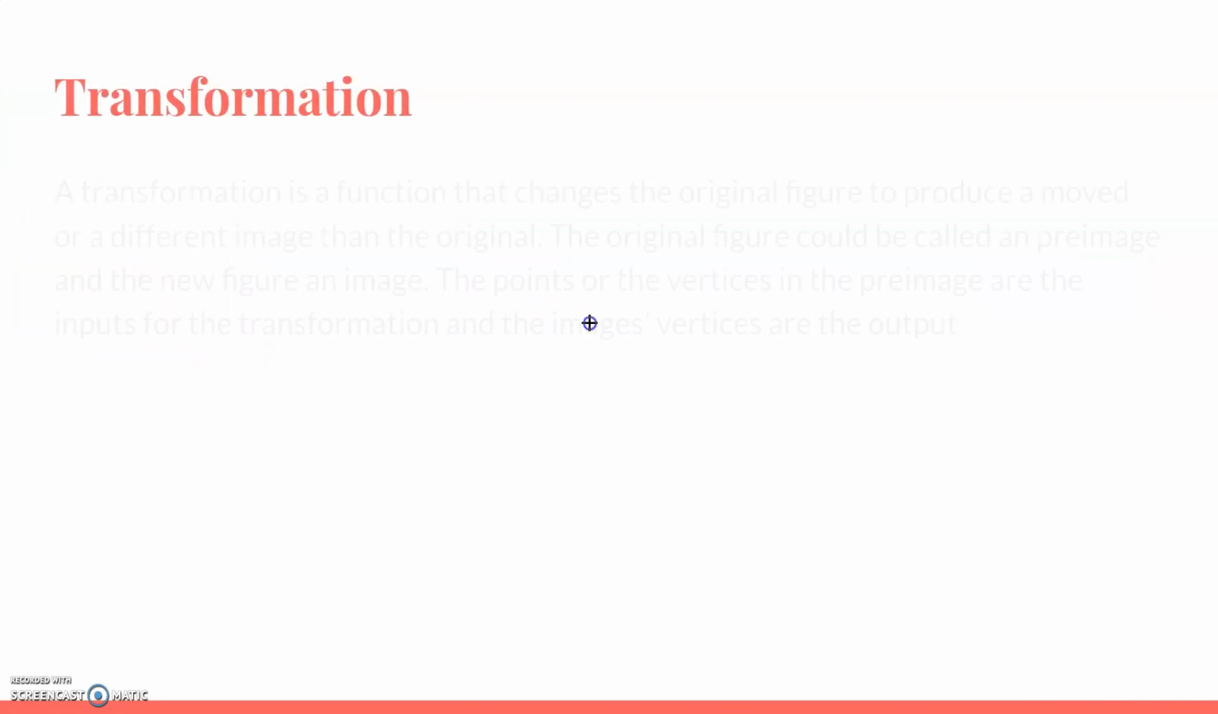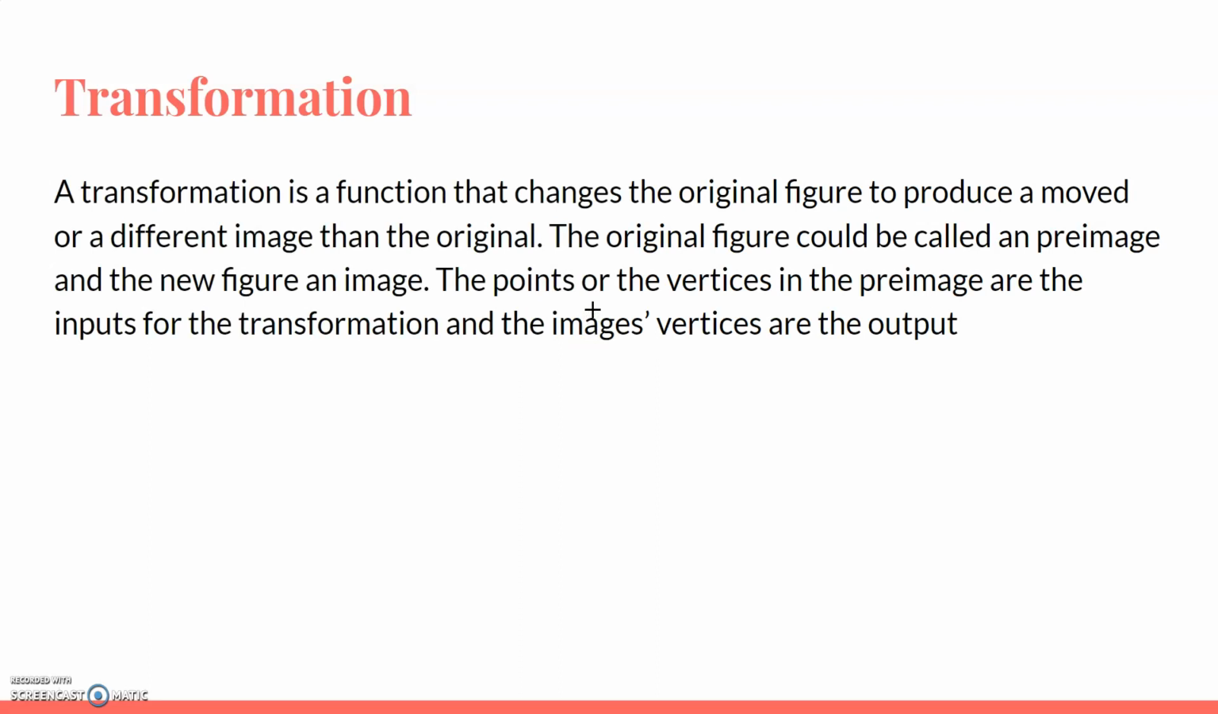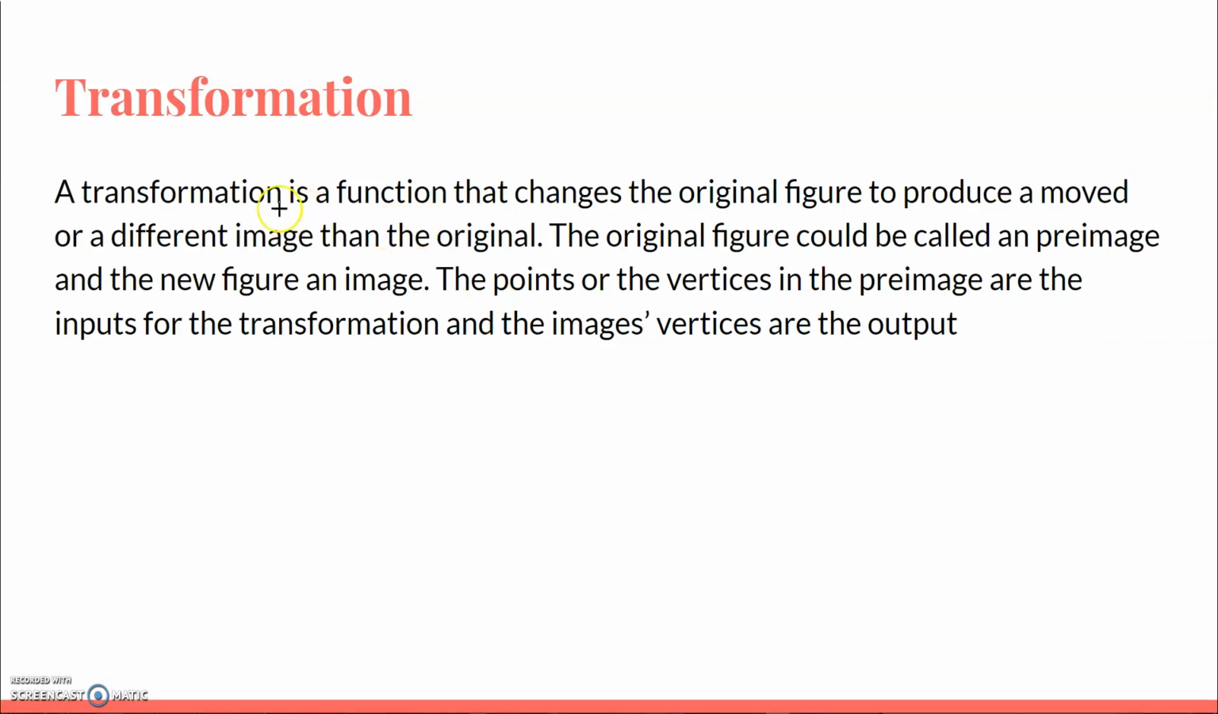Alright, so what is a transformation? A transformation is a function that changes the original figure to produce a moved or different image than the original. So transformation is just the general name for the many translations, reflections, and dilations that we're going to be learning about. When we learn about translations in this lesson, you'll understand the name of the transformations. The original figure could be called a pre-image, and the new figure an image. The points or the vertices in the pre-image are the inputs for the transformation, and the image's vertices are the output.